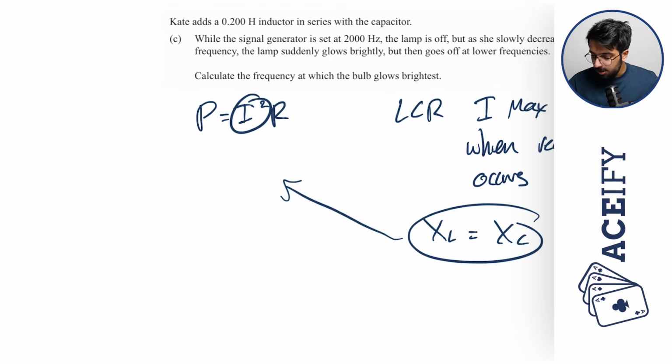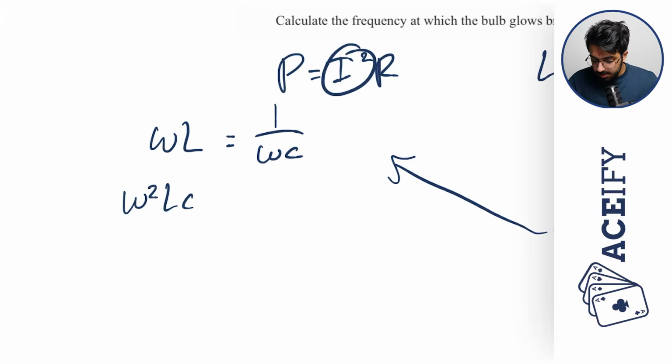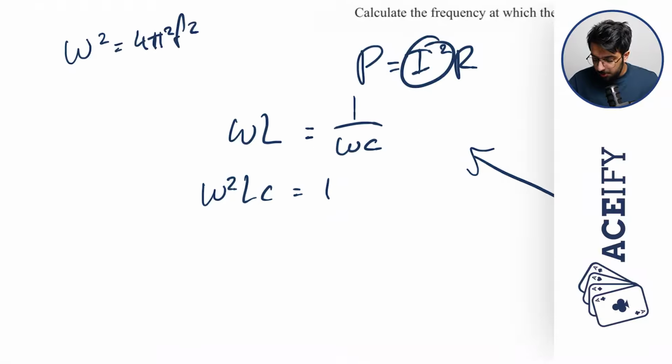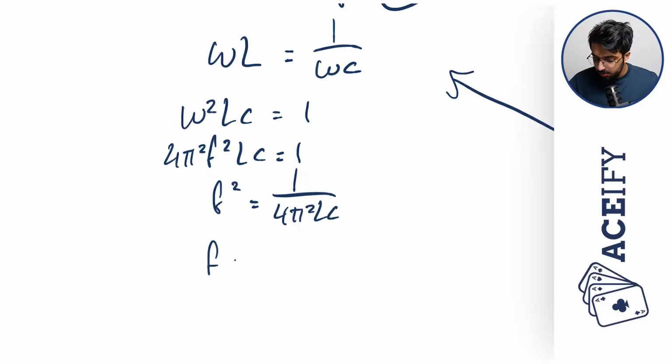We know that the reactance of our inductor is equal to omega L, and the reactance of our capacitor is 1 all over omega C, and so omega squared LC is equal to 1. We know that omega squared is equal to 4 pi squared f squared, and so 4 pi squared f squared LC is equal to 1. Therefore f squared is equal to 1 all over 4 pi squared LC, and so f is equal to 1 all over 2 pi square root LC.